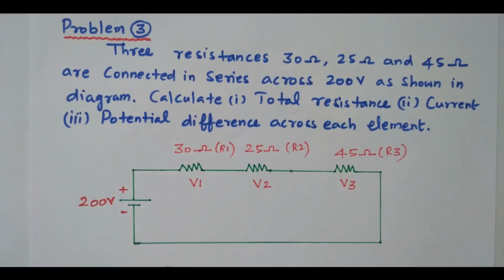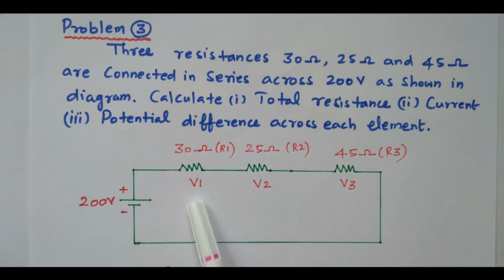So in the third problem, there are three resistors available: 30 ohm, 25 ohm and 40 ohm. You can easily see that these are connected in series. The applied voltage is 200 volts. So we'll take 30 ohm as R1, 25 ohm as R2, 45 ohm as R3.